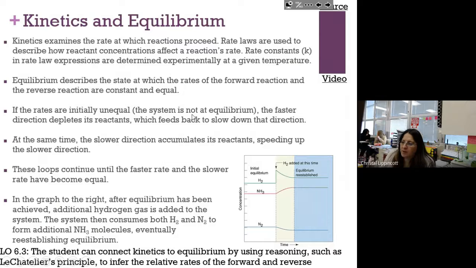All right, kinetics and equilibrium then. You can examine the rate at which the reactions proceed. Your rate laws are used to describe how the reactant concentration affects the reaction rate, and you end up using rate constants like K in a rate law. They're determined experimentally.